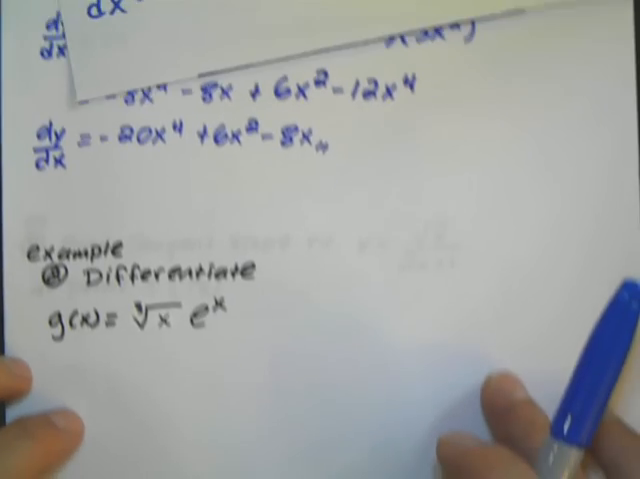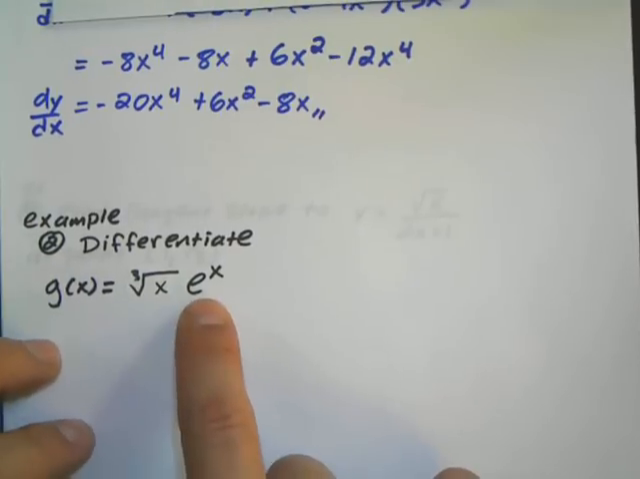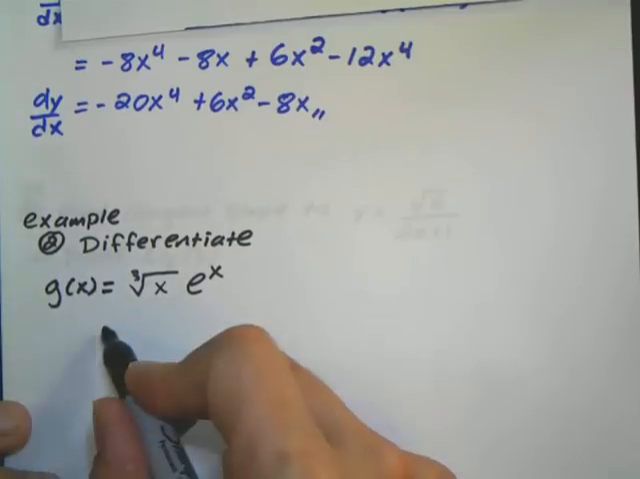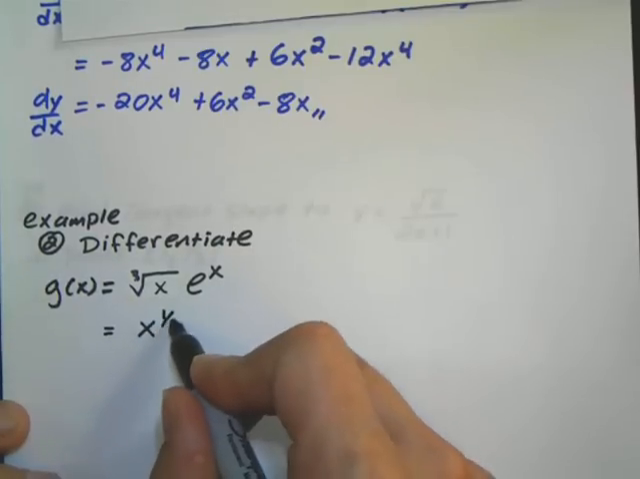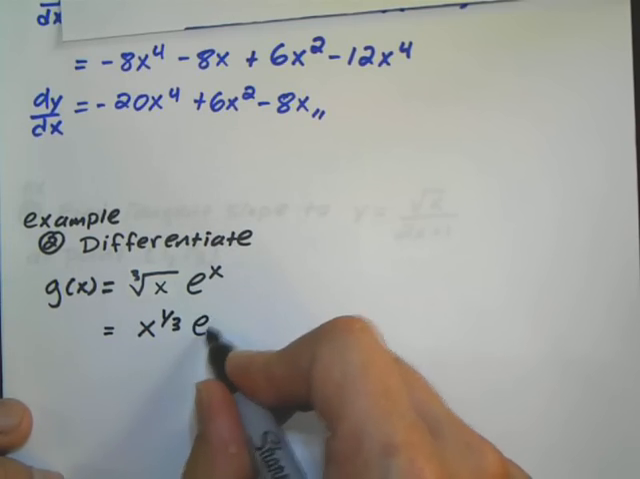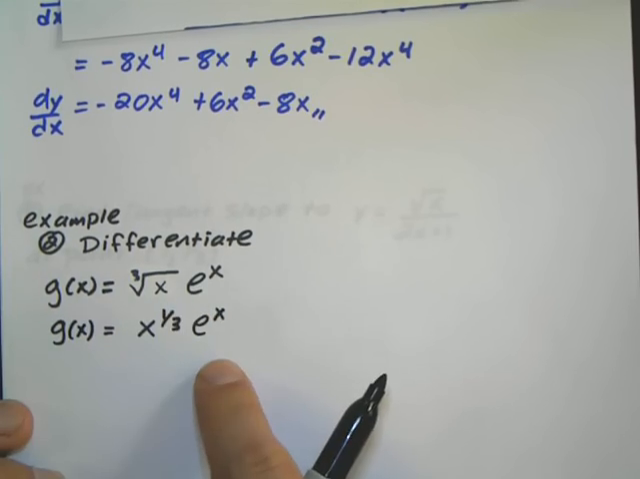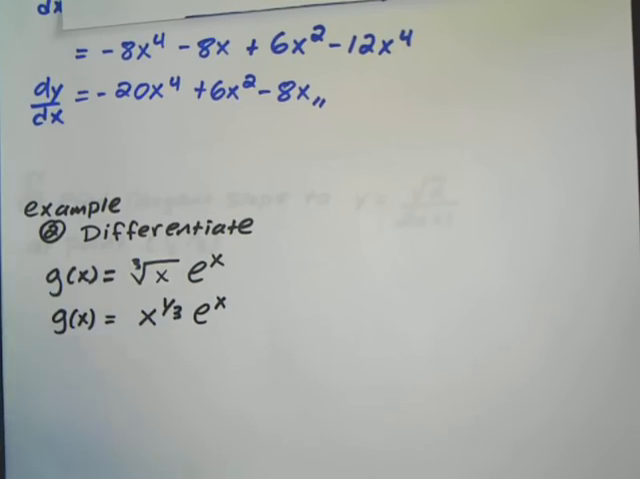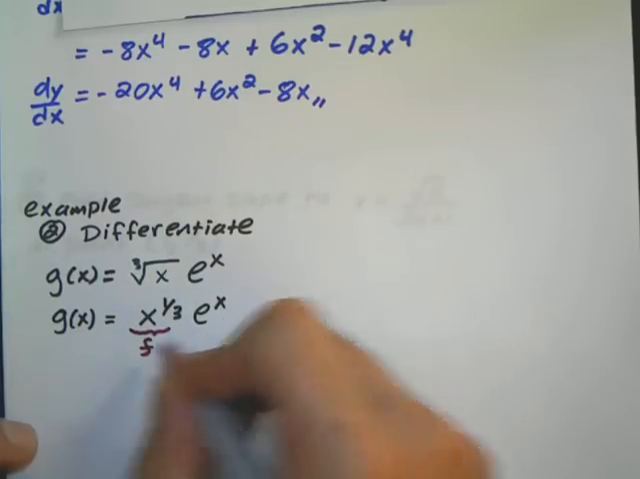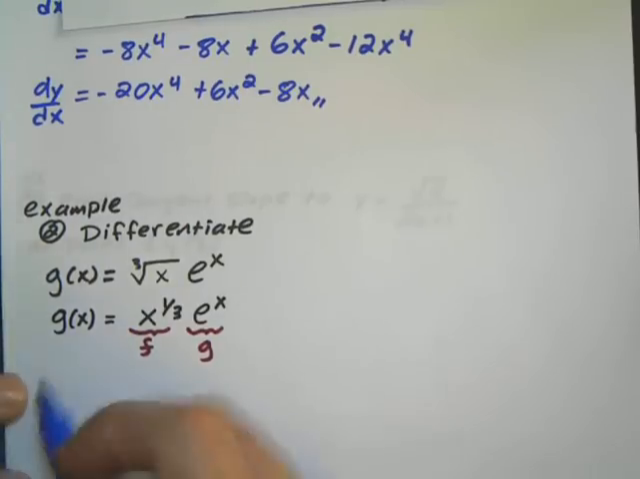Alright, next example. This time I have the cube root of x multiplied by e to the x. I want to find the derivative of that. And before I begin, I'm going to write this as x to the 1/3, so I know what exponent to use. I'm still going to be able to use the power rule for this derivative. Alright, so this is just the rewrite portion. And then again, consider this to be the f portion, and consider this to be g.